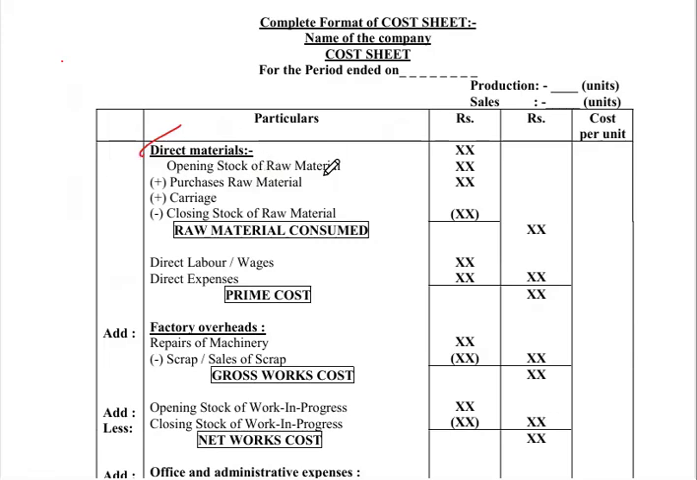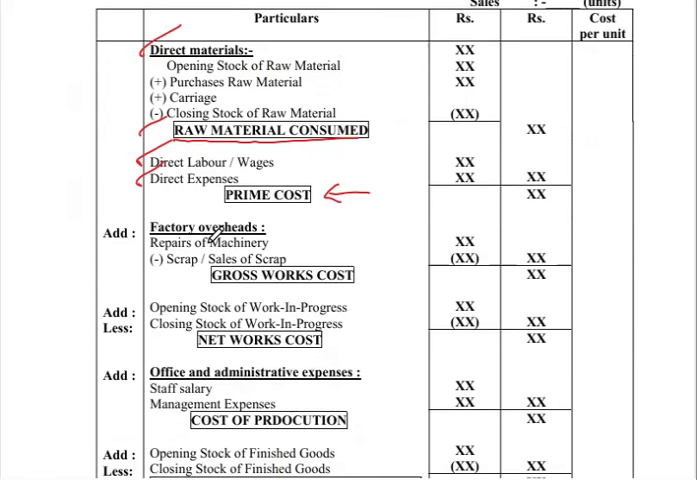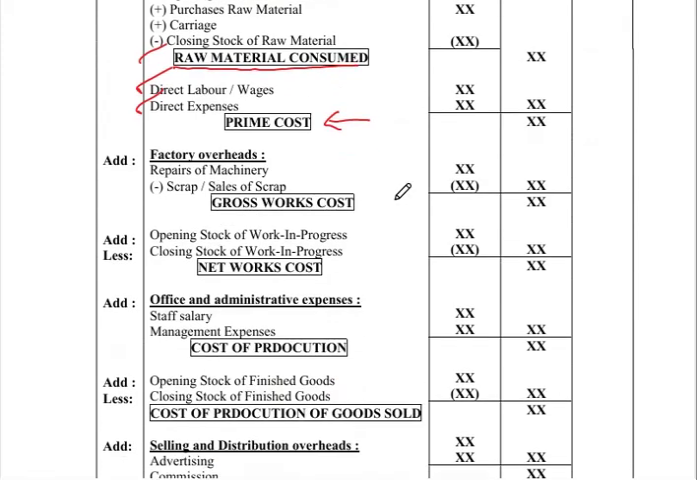Opening stock of raw material plus purchase of raw material plus carriage inward minus closing stock of raw materials gives the raw material consumed. That is the first part, raw material consumed. Second is direct labor and direct wages, which will give us the prime cost. In prime cost, we will add the factory overheads. Some examples of factory overheads are given: repairs of machinery, and the scrap will be deducted from the factory overheads.